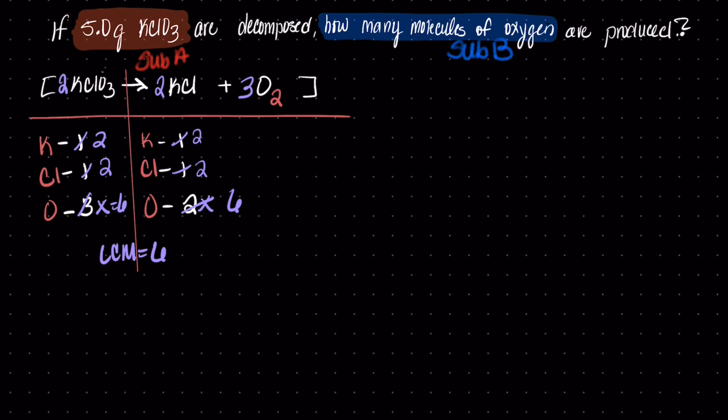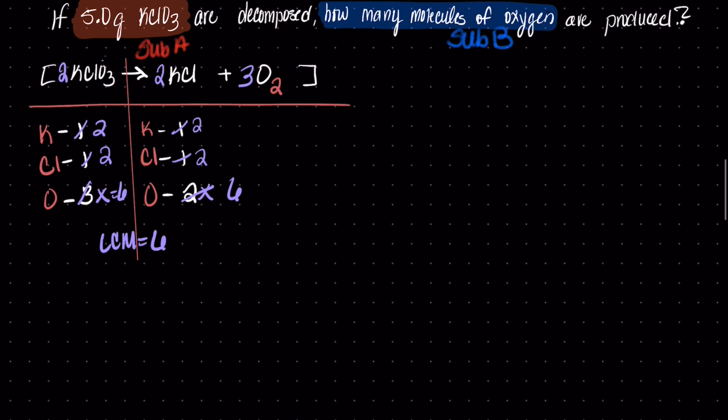Now, I have a balanced chemical equation. Go to work. Start with your given. You are given 5.0 grams of KClO3. So I need to move into how many molecules of oxygen. So this is substance A. I'm in grams at the moment, so I need, for every 1 mole of KClO3, I'm going to use that molar mass of KClO3.